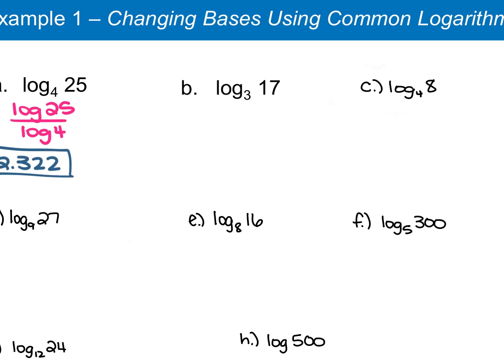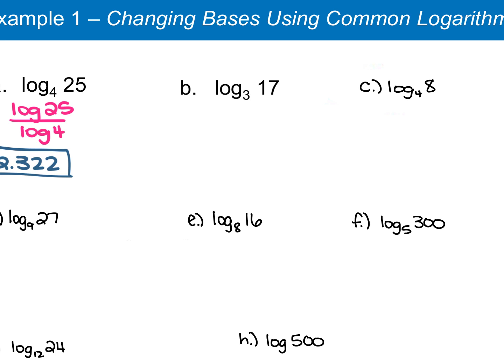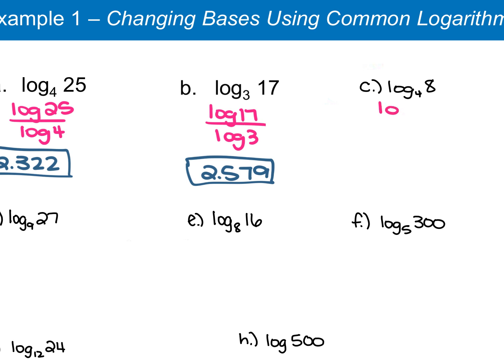For B, we have log 3 of 17. Again, you can't raise 3 to a power to get you to 17, so we're going to do log 17 over log of 3. So we plug this into our calculator, we round to 3 decimal places, we should have 2.579. For C, we have log 4 of 8, so we're going to take log of 8 divided by log of 4. This gives us 1.5.